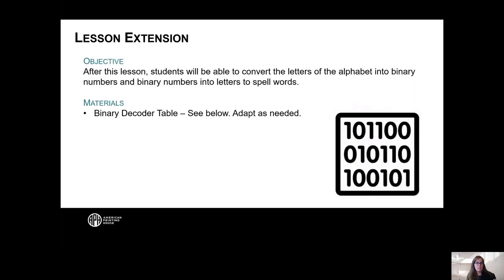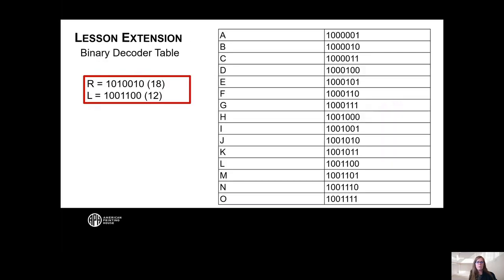Let's do a little bit of an extension. Students will be able to convert the letters of the alphabet into binary numbers, and binary numbers into letters to spell words. We have a table in the curriculum where each letter of the alphabet is given a value, so we know there are 1 through 26 in base 10. A is 1 0 0 0 0 0 1. B is 1 0 0 0 0 1 0, and so on all the way down.